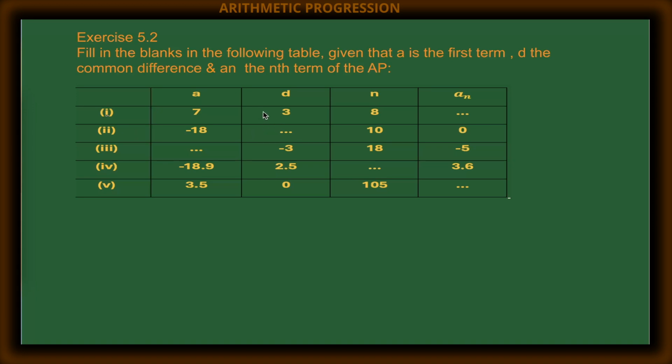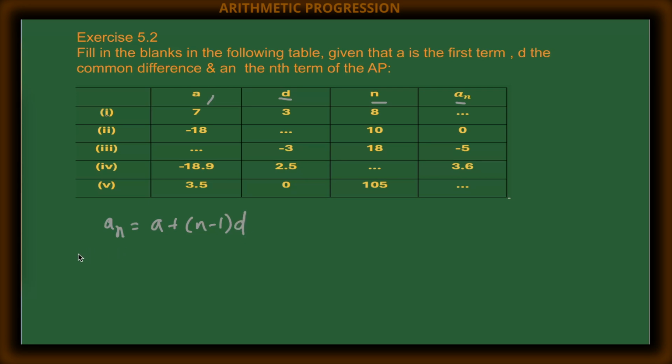Okay, so we have given the table, wherein a is given, d is given, n is given, and an is given. So in this table, one parameter is not given and the other parameters are given. If a is given, d is given, n is given, and an is not given, we need to find an. So we know the formula when this variable is involved. This can be used for solving all these problems. So we have the formula: an is equal to a plus n minus 1 into d.